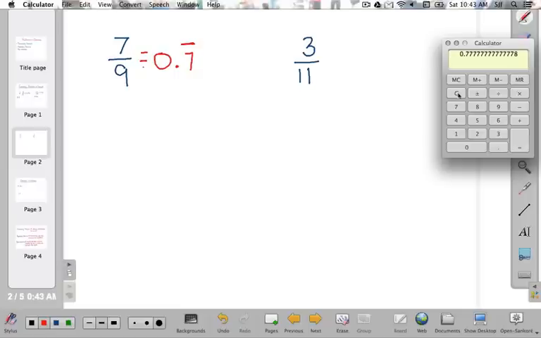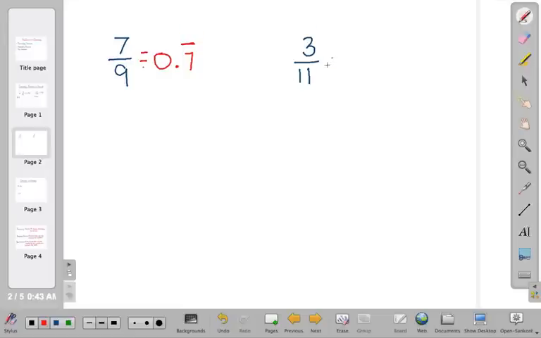So let's try our other example, 3/11. Remember, you're going to read that going down. You're going to enter 3 divided by 11 into your calculator, the equal sign. Notice that this time it also repeats, and it goes 27, 27, 27, 27, 27, 27, 27. So that means it's the 2 and the 7 that both repeat.